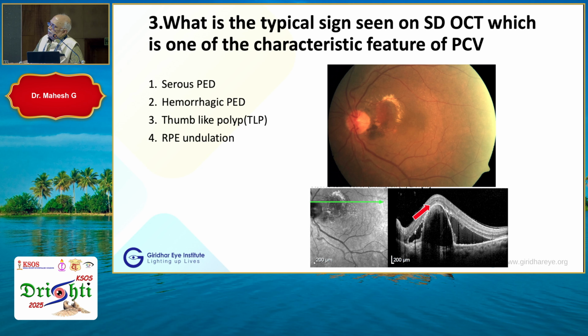Actually, when you see a thumb-like PED, the upper part will have some hyperreflective area. Actually, the polyp will be in that area. One more thing I want to tell is, usually the polyp will not be alone. There will be a branching vascular network underneath. So when there is a PED and there is a double layer sign, under the double layer sign there will be the network. Under the thumb-shaped PED there will be the polyp. So when you do angiography, you can easily correlate with that. So this is a typical sign of PCV.